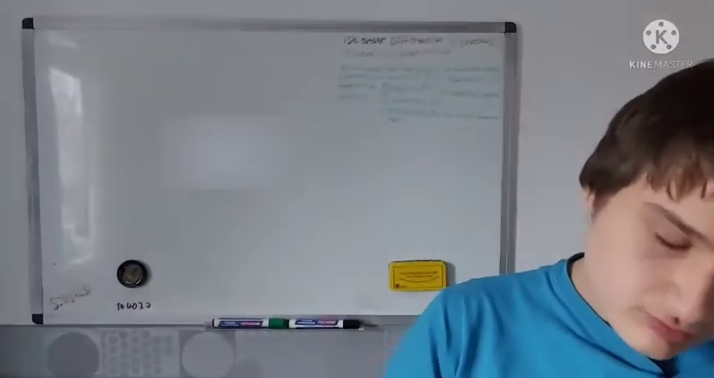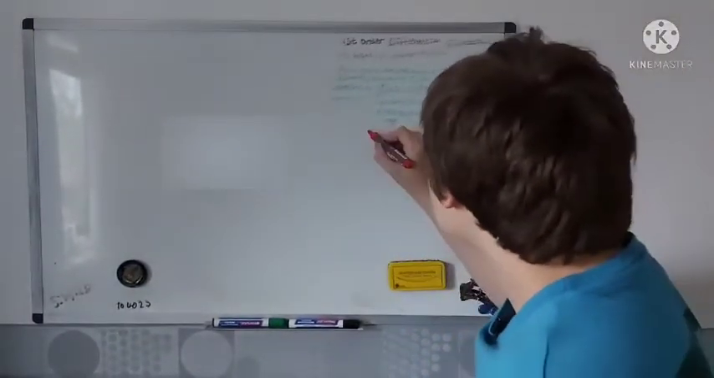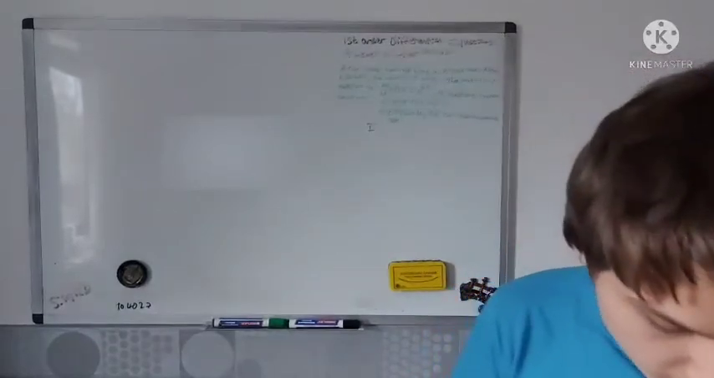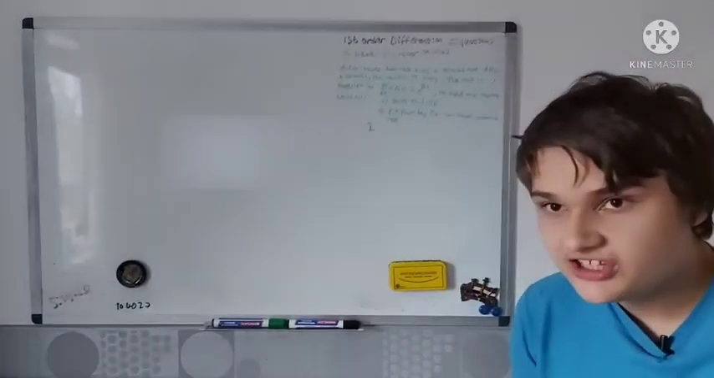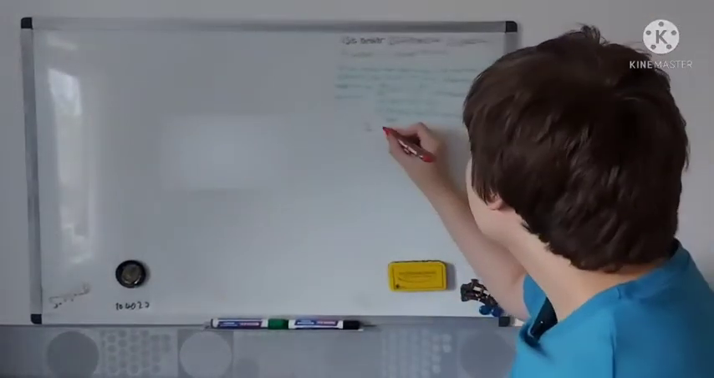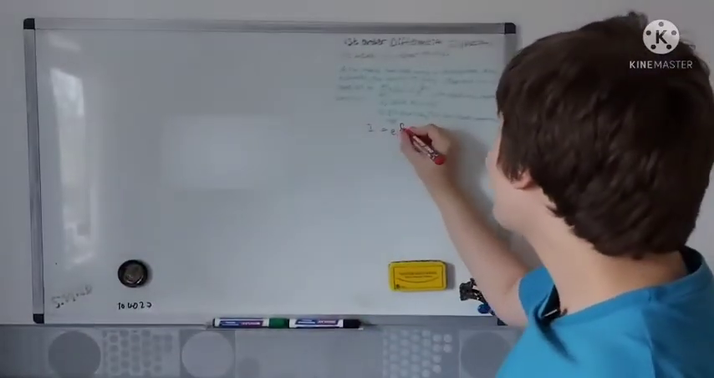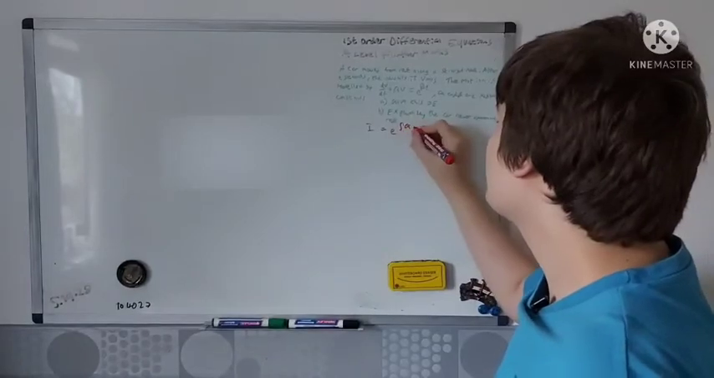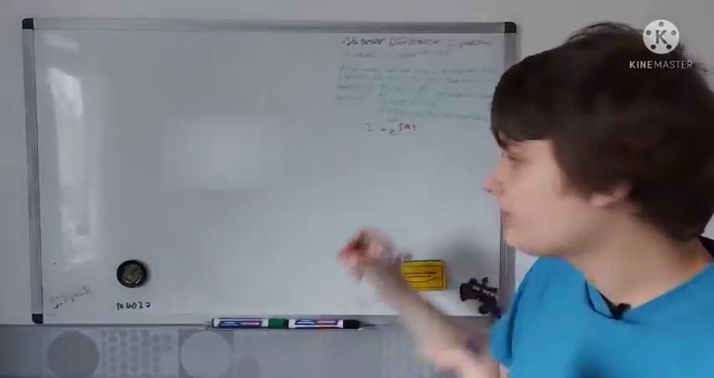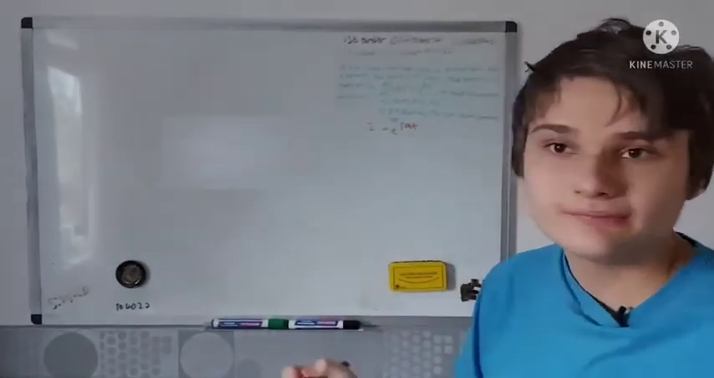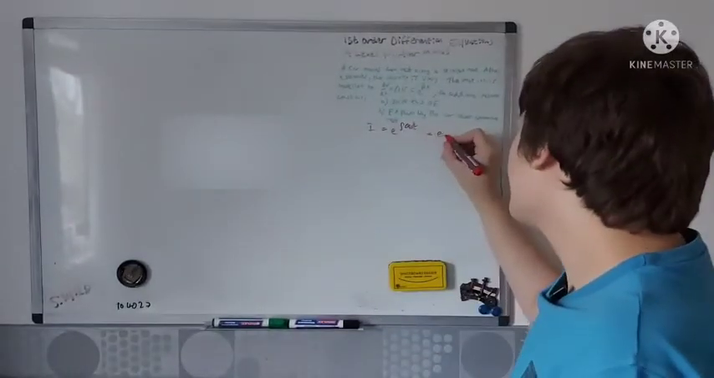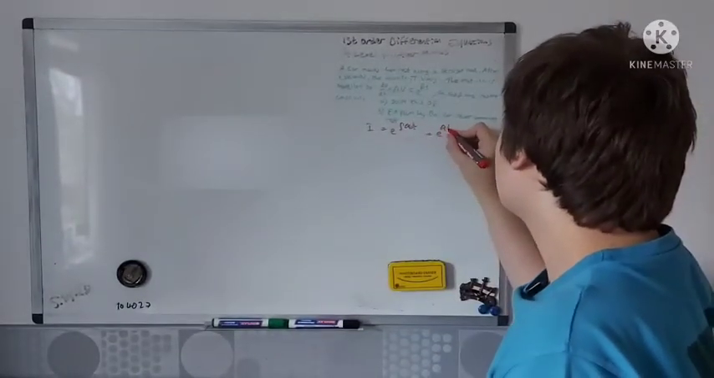So, we need our integrating factor, which we call I. If you don't know why it's called I, then you need to watch the beginning of the video. It will be equal to e to the integral, be careful, of alpha with respect to t, which will give us e^(alpha t).